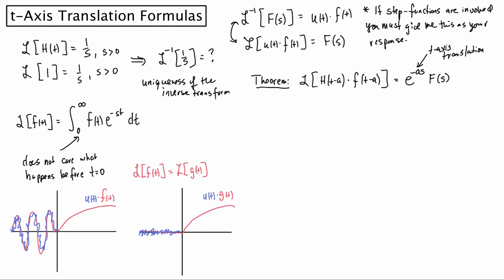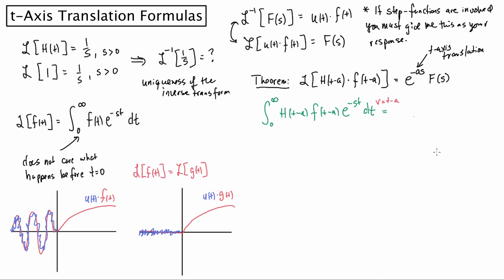Now, to show this, consider if we're just going to go by the definition, with the integral from 0 to infinity of h of t minus a, f of t minus a, e to the minus st dt. This is the definition of the Laplace transform. That would be equal to, I'm going to do a change of variables here. I'm going to let v be equal to t minus a.